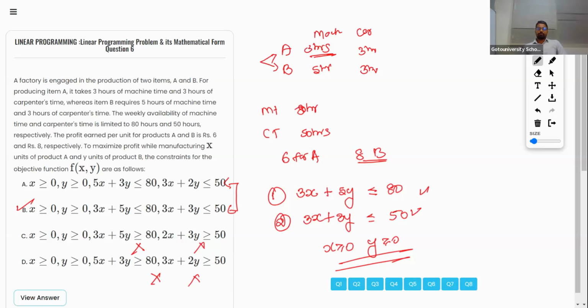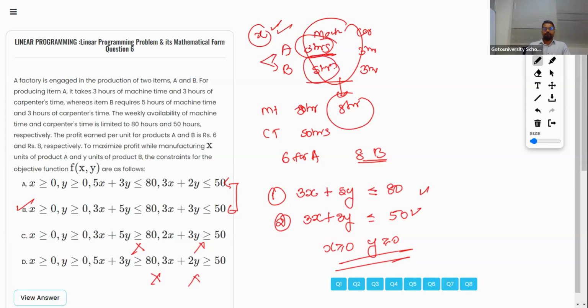First, we have to manufacture A and B, so our restriction is machine hours. The machine hours are available for 80 hours only. If x is the number of A units manufactured, we need 3x for A, and 5y for B, where y is the number of units of B produced. So 3x + 5y has a restriction of 80 hours. Similarly, 3x + 3y for 50 hours. And they are always non-negative constraints.